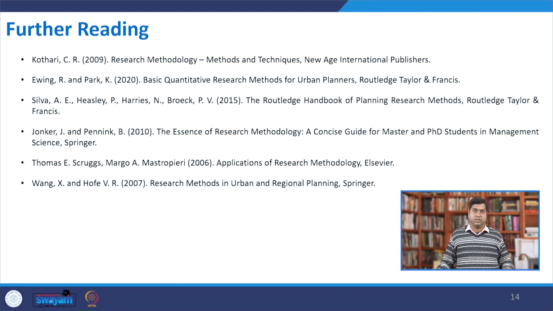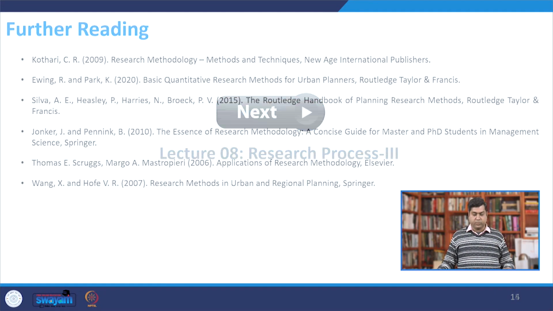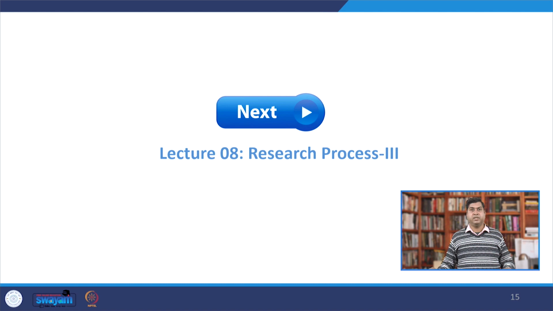Even if there is some doubt, please write to us in the forum and we will get back to you. With this we will move on to the last stage of the research process diagram, which is left: data analysis and interpretation, that we will discuss in our next lecture. These are a few study references that you can go through. Our next lecture on the same line, research process part 3, will be the last part of the research process discussion.